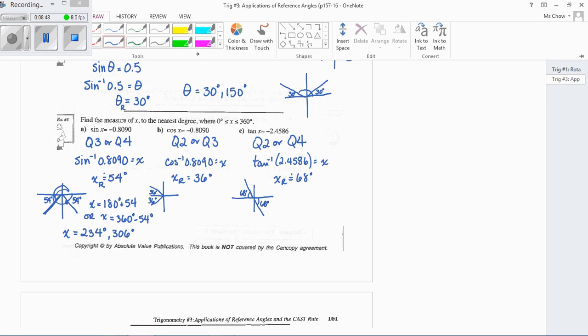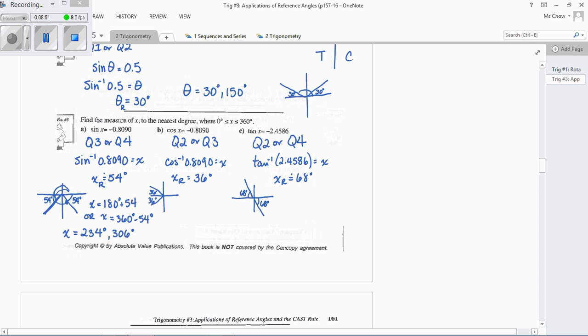Let's switch colors just so we're not too confusing here. So in quadrant 2 or quadrant 3, if my reference angle is 36 degrees, then in this particular case, that rotation angle x is going to be 180 degrees minus 36 degrees, or x is going to equal then 180 degrees plus 36 degrees. And so x then is either equal to 144 degrees or 216 degrees.